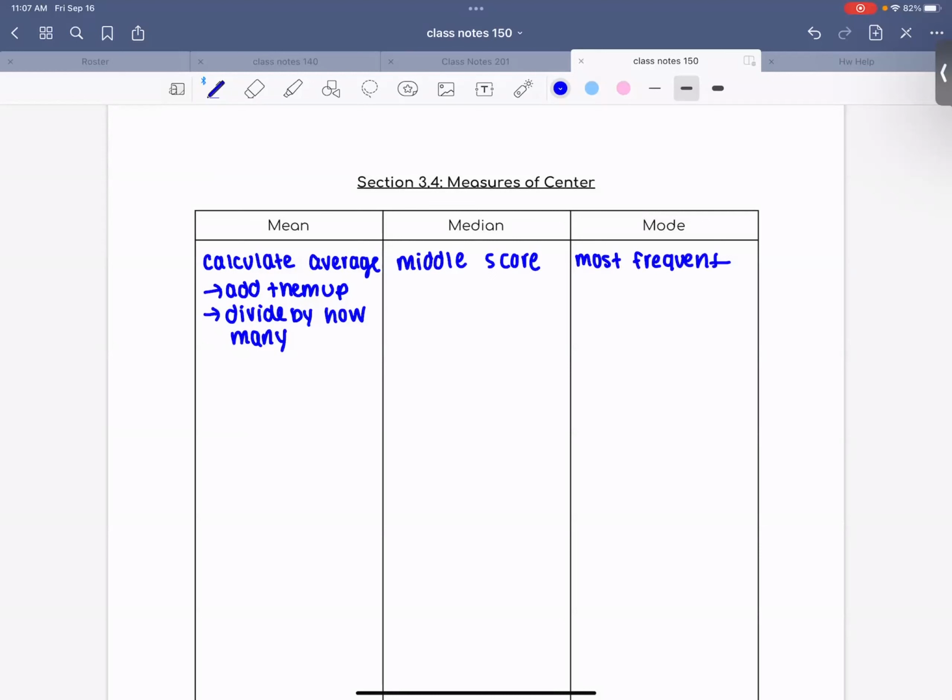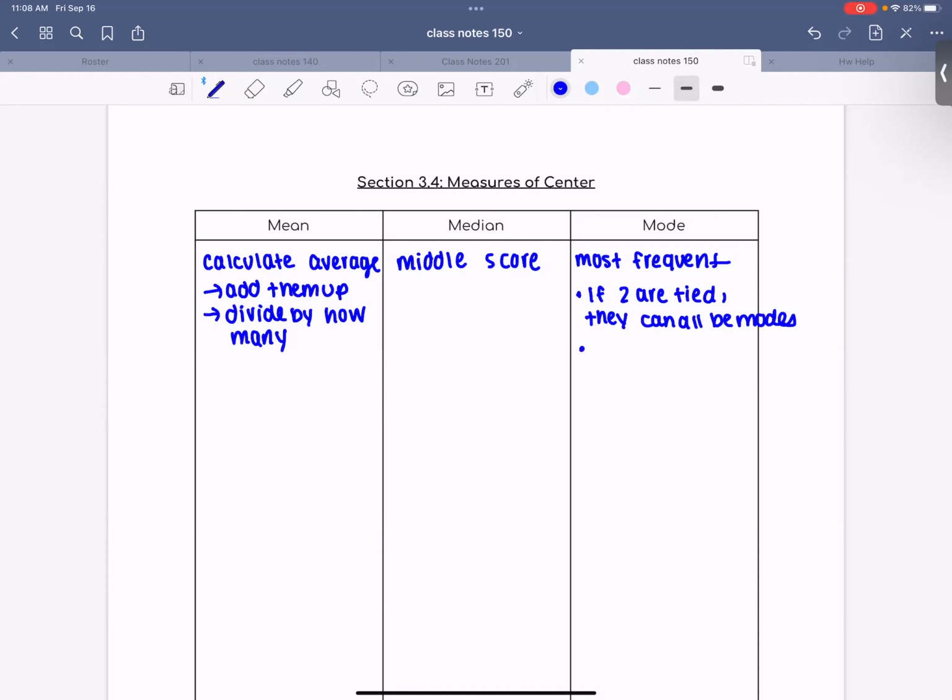What happens if two numbers are tied? There are two numbers that appear the most. Yeah, it's both of them, right? If two are tied, or three or four, they can all be modes.